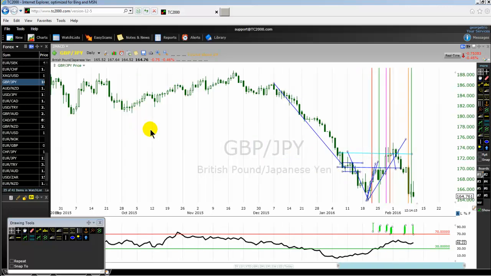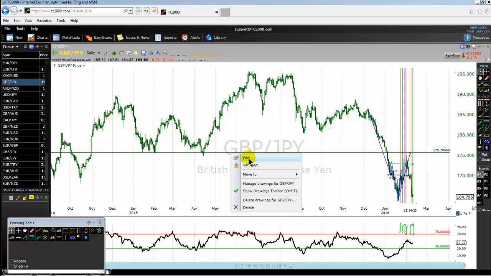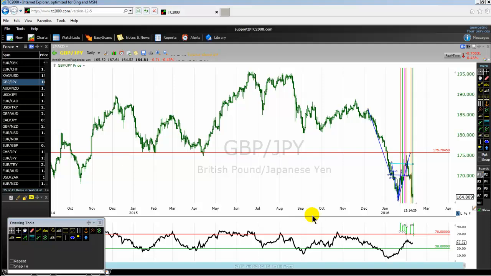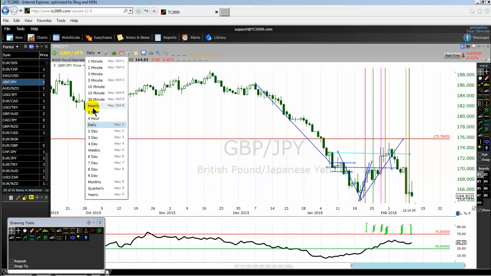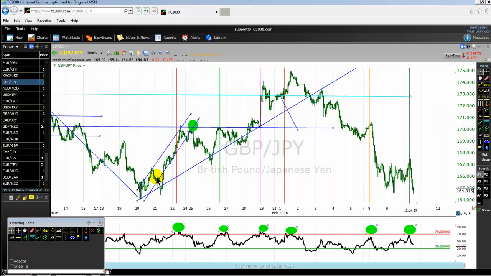But to avoid that the video is too long, I want to draw another line here. You can see here there is another support here. Okay, I'm going to color this horizontal line on the daily chart red, all right? And we're going to go now from the daily chart again to the hourly chart. Pay attention to the red line, okay? Pay attention to the red line.